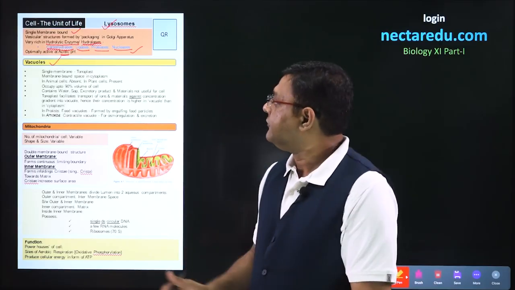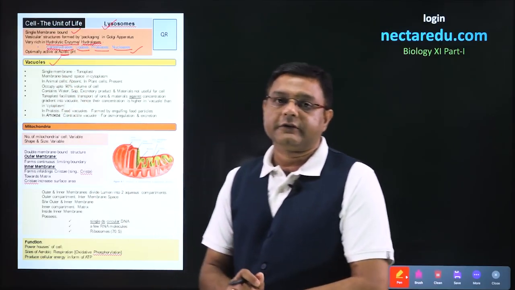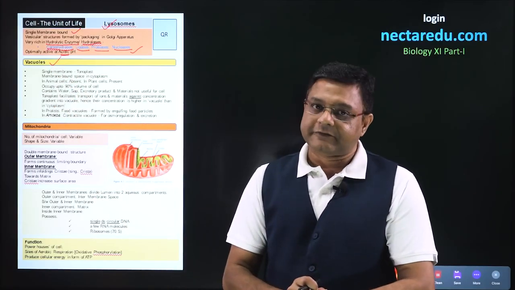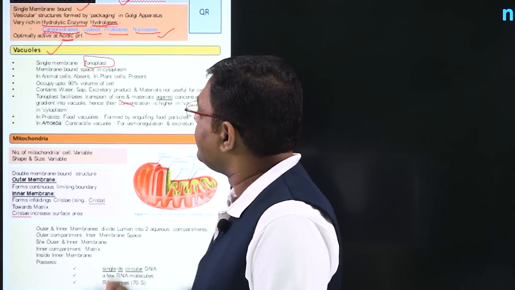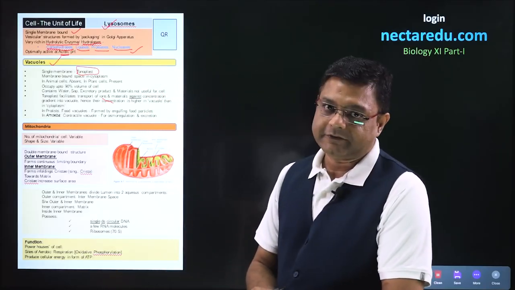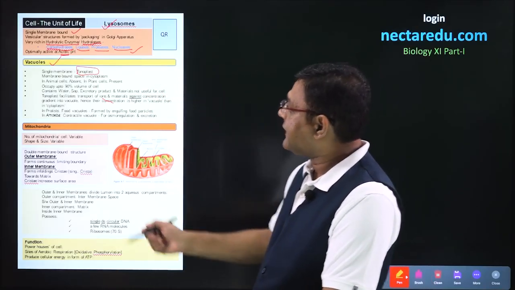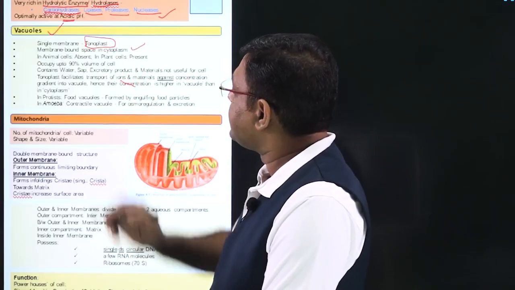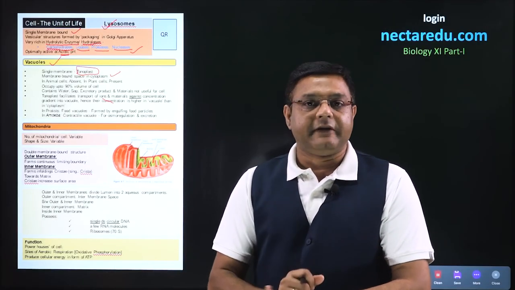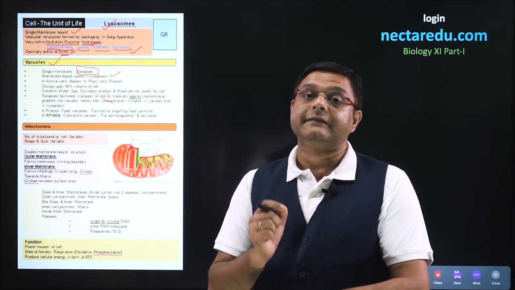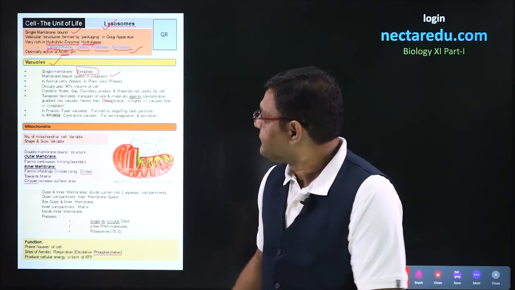After lysosomes, we come to the vacuoles. Vacuoles also have a single membrane, and the name of the membrane in the case of vacuoles is tonoplast. We can say that vacuoles are membrane bound spaces which are present in the cytoplasm. Vacuoles are only present in plant cells. Vacuoles are never found in animal cells.